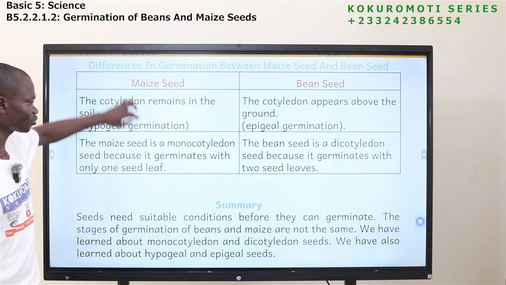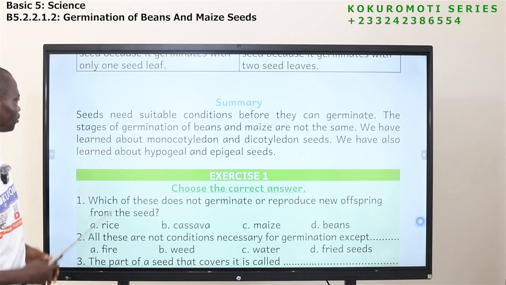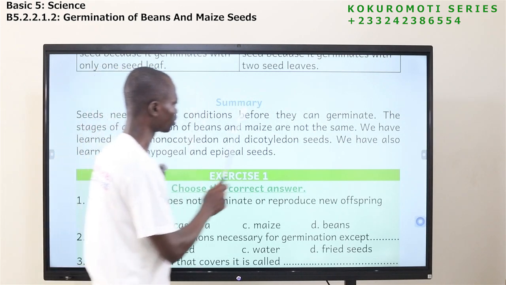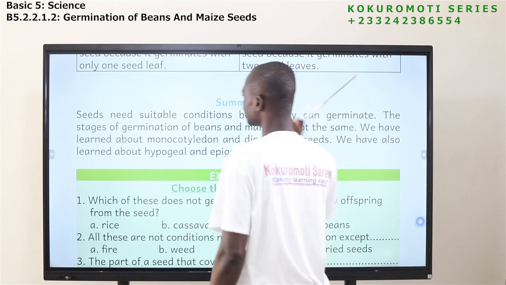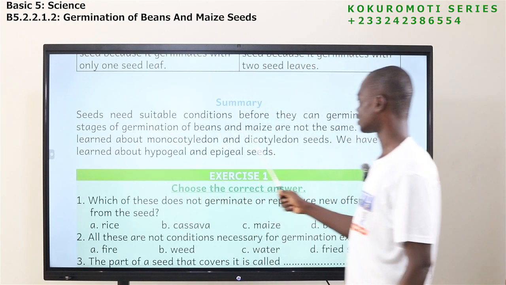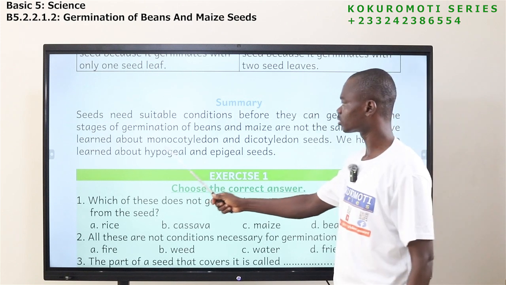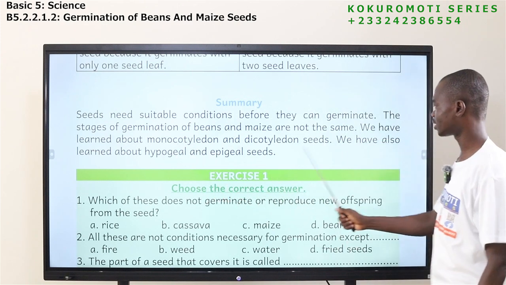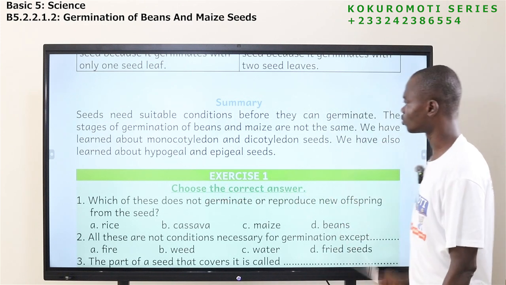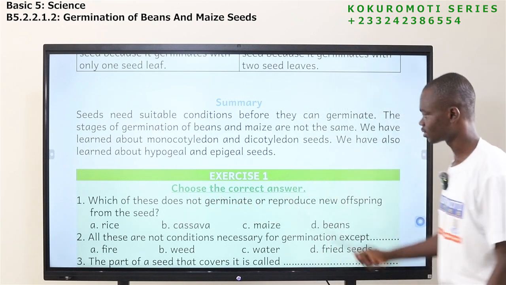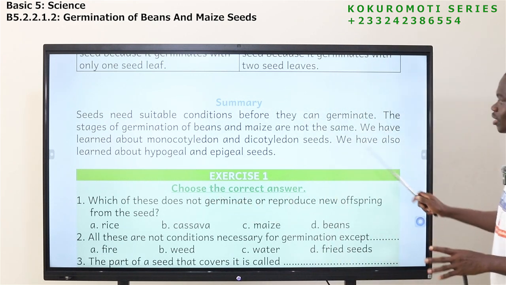Okay, so in summary, seeds need suitable conditions before they can germinate. The stages of germination of beans and maize are not the same. We have learned about monocotyledon and dicotyledon seeds. We have also learned about hypogeal and epigeal seeds. Now, this is what we have done.